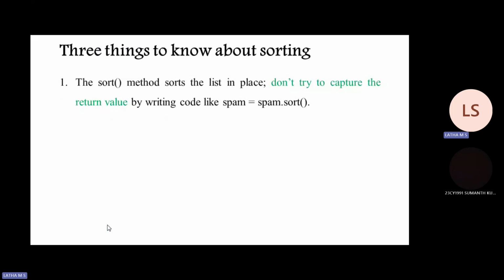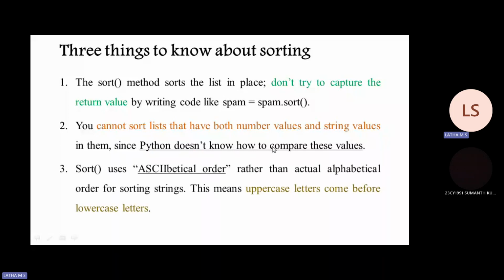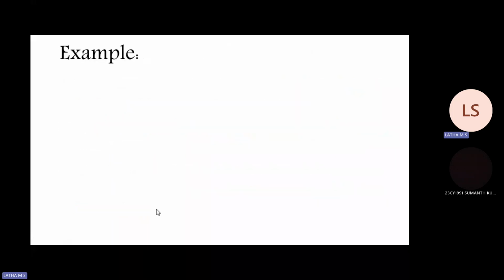Three things to know about sorting. One is don't try to capture the return value, right? Keep in mind this is very, very important. Like you have to write it as spam is equal to spam dot sort. You cannot sort a list to have both the number values and string values. That is, Python does not know how to compare these values. And third one is ASCIIbetical order. This means that uppercase comes before the lowercase. Right? I'll be telling this now about ASCIIbetical order.